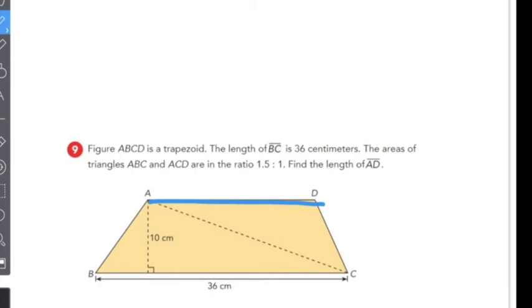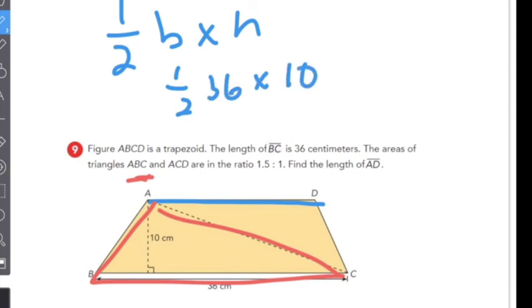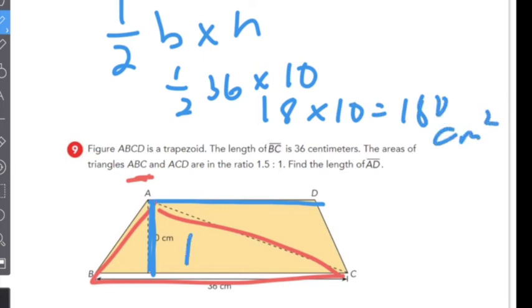I want to figure out the area of the triangle ABC, because that's going to help me find ACD. So if I look at ABC, it's 1/2 base times height, and I have all my information. So it's 1/2 times 36 times 10, because 10 is the height. Half of 36 is 18, and 18 times 10 equals 180 centimeters squared. So this triangle is 180. I'm not going to write the centimeters squared there. I think you get that.